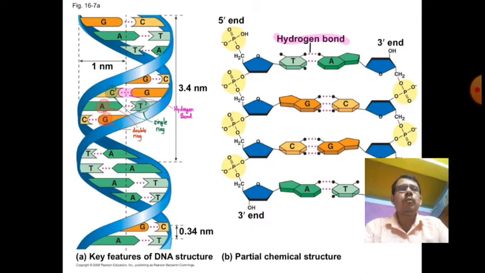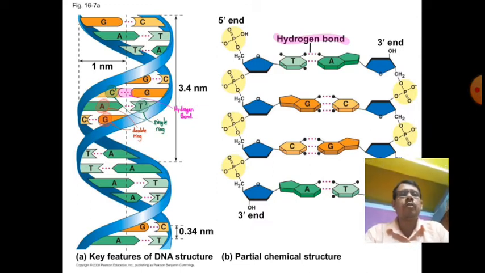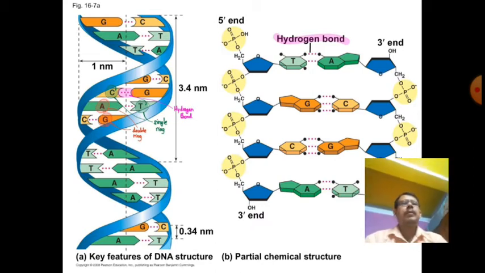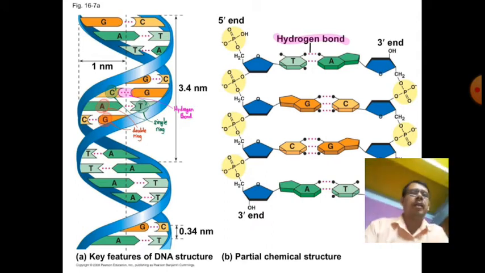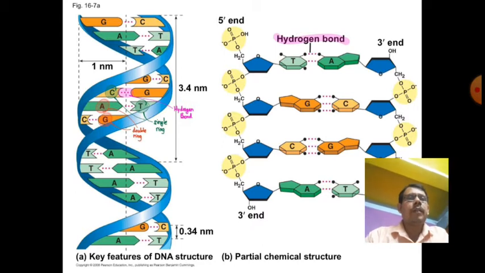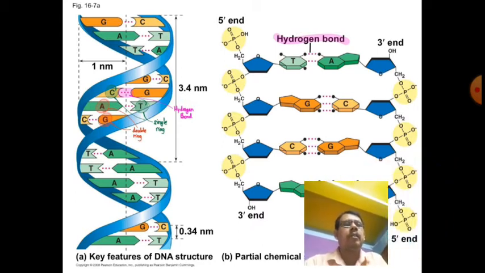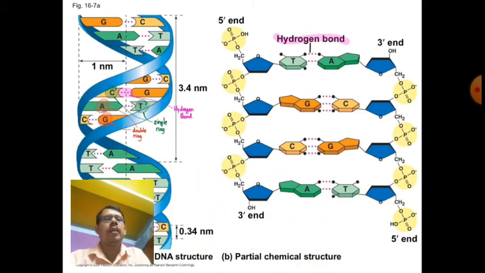The diameter of the DNA molecule is around 2 nanometers, or 3.4, and some books also give 34 angstrom. So basically the major groove is 3.4 nanometers, the minor groove is 1 nanometer, and the diameter is 2 nanometers, and it is composed in the 5 prime to 3 prime direction. Basically you can see, this is very important, it is antiparallel.